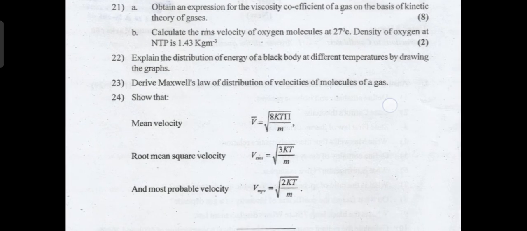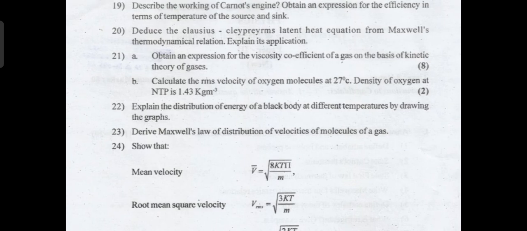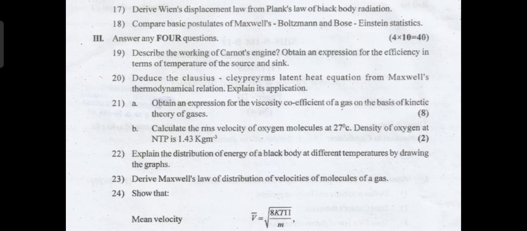And the 24th one is to show the mean velocity, root mean square velocity and most probable velocity. So out of 6 we have to answer only 4 questions, which seem easy to us.